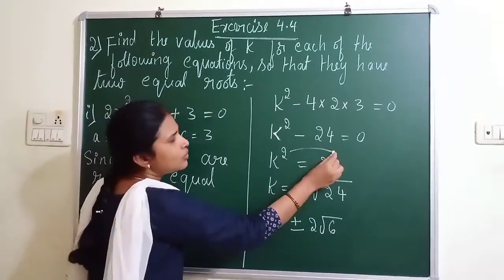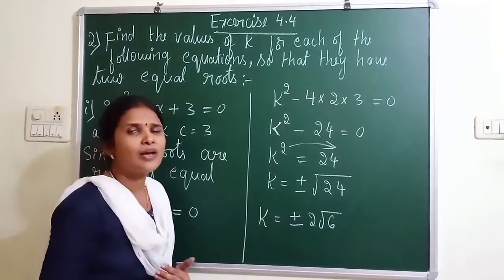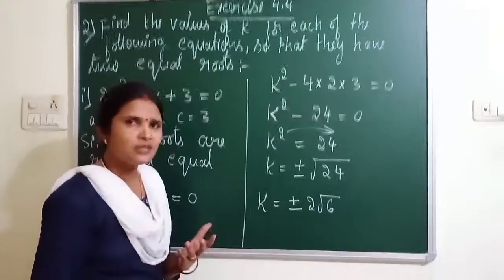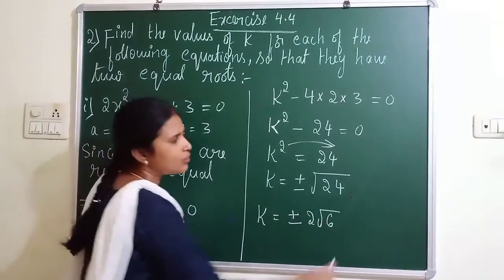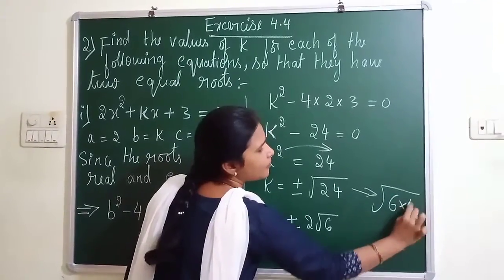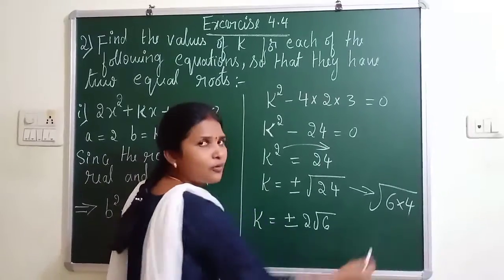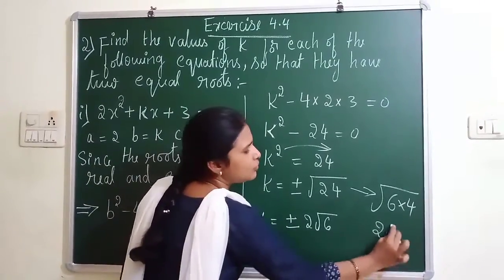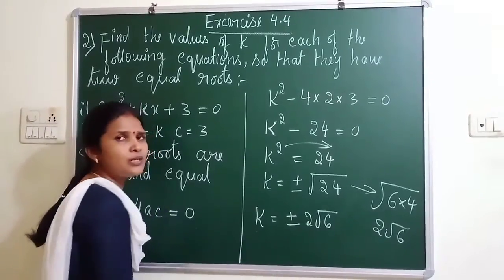Now when 2 shifts to the right side, it becomes root. And as you know that every square root has two values, that is positive and negative. So k equal to plus or minus root 24. And you can see here root 24 can be written as root of 6 into 4. So 6 is not a perfect square but 4 is a perfect square. What is square root of 4? 2. So that is 2 root 6. So we get k equal to plus or minus 2 root 6.